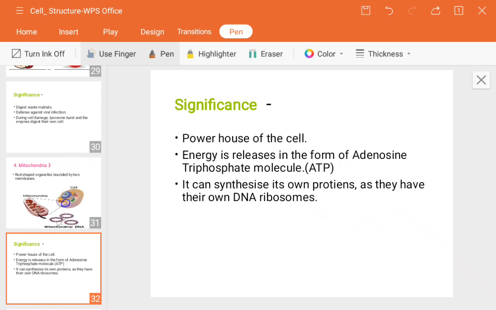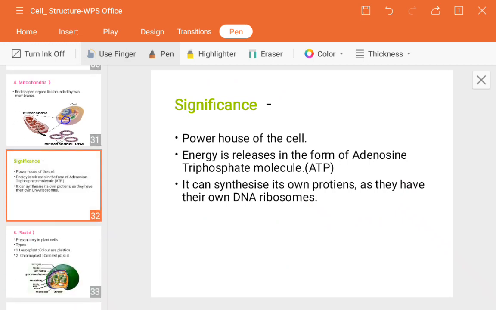What is the role of the lysosome? It digests materials with the help of its own digestive enzymes. And they have the ability to synthesize hydrolytic enzymes, and they can fight against any viral things. So now, mitochondria have their own DNA and proteins.